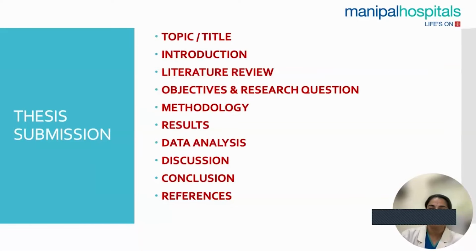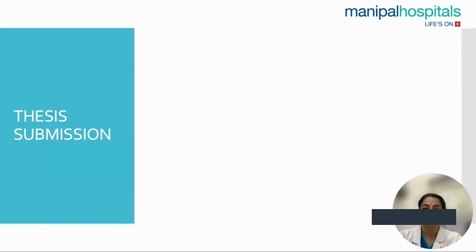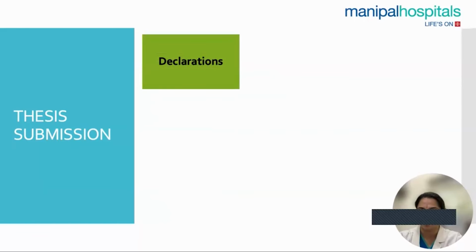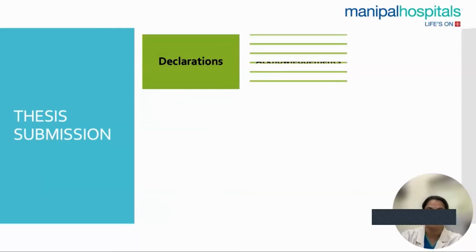So when a thesis is being submitted, it will have the topic or the title, introduction, review of literature with the objectives and the research question, the methodology, the results, the analysis of the results, the discussion, conclusion, and references. Apart from this, it's important to have declaration. Declaration by the author, by the co-authors, and the guides, saying that it's a piece of original research, and if it has been adapted, you're going to say where it has been adapted from.